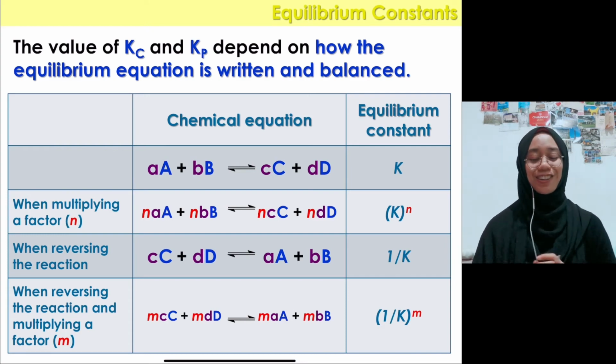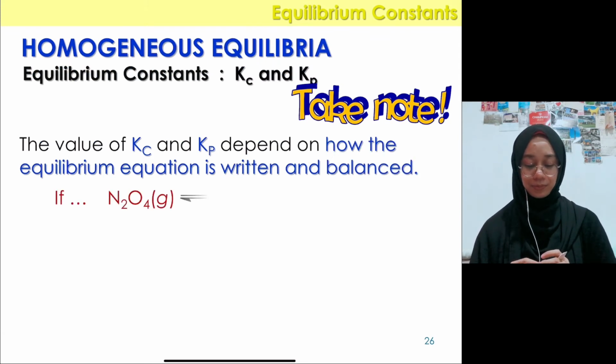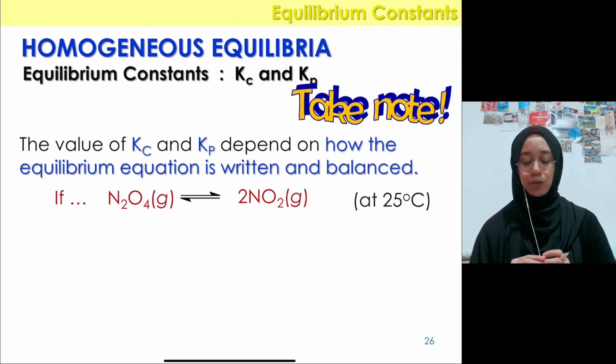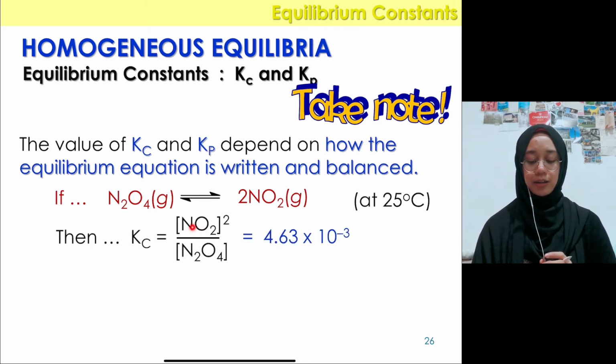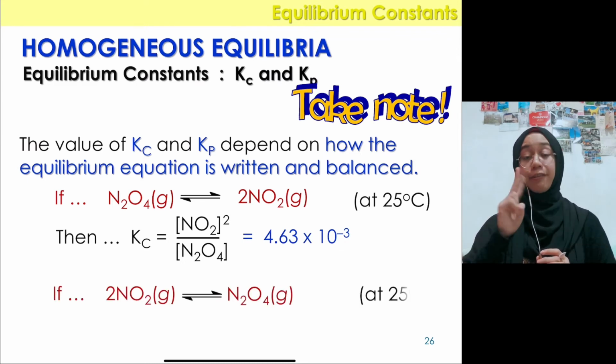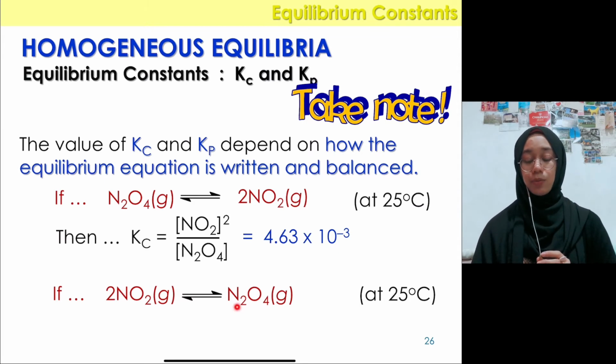Okay, it's fine, let's look at an example now. So, let's say, given to you here, N2O4 produces NO2. Okay, right. So, KC for this one, we take product over reactant, right? Okay, so now given to you that the initial KC is 4.63 exponent negative 3. Okay, but now what happens is it will flip the direction, whereby now your NO2 is the reactant and then this one is the product.